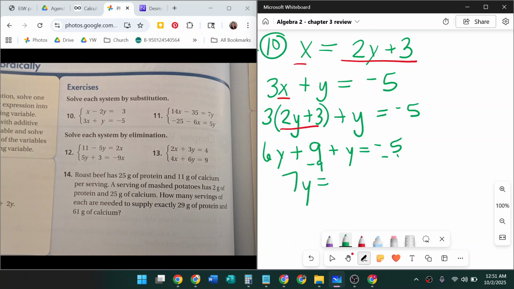Let's go ahead and subtract 9 from both sides. Oh, mercy. My eyes are getting tired.